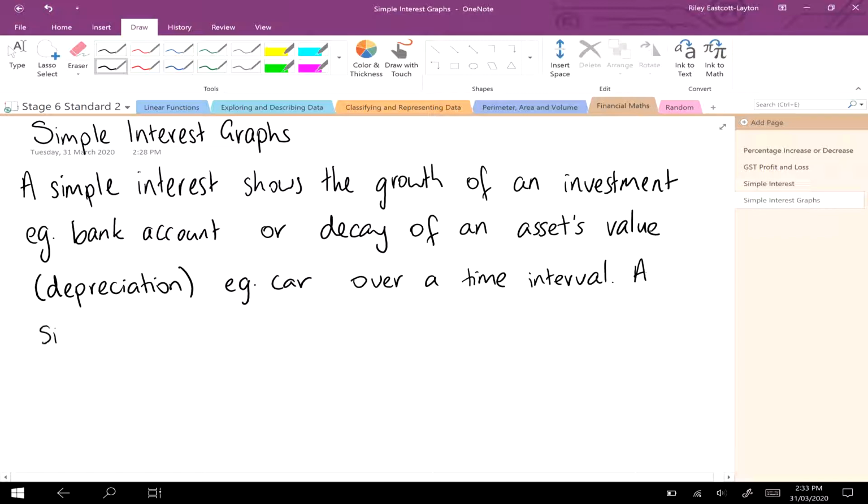A simple interest graph will be a linear function because it'll be a straight line. And this means, if it's a straight line, that it will have a constant gradient. And that gradient's going to be the equivalent of the interest that we're calculating.